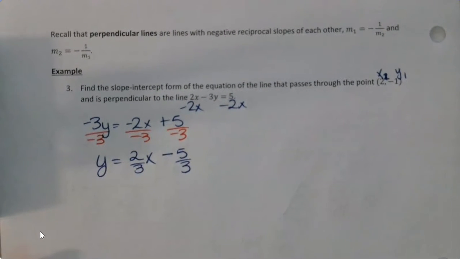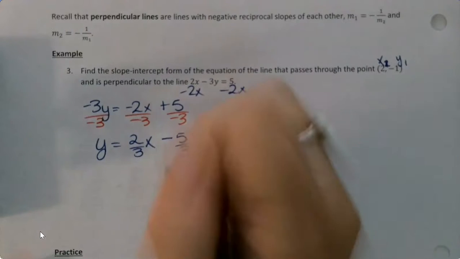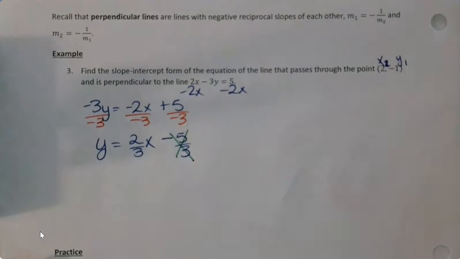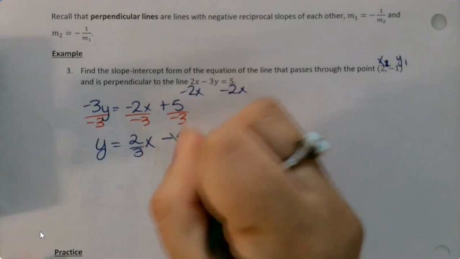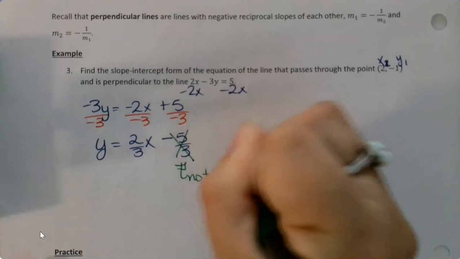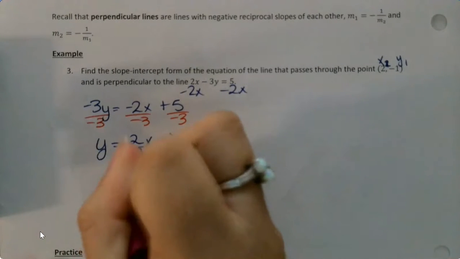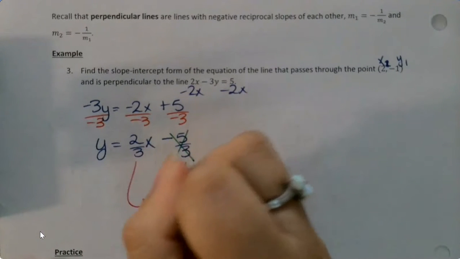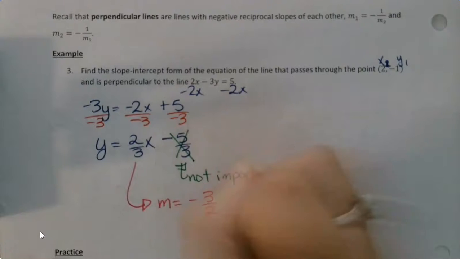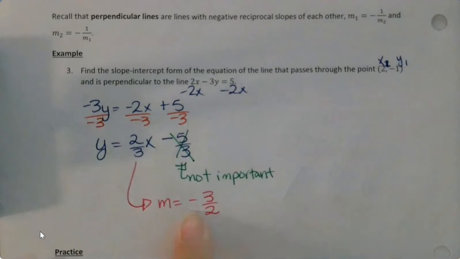So again, my b value is not important. And then I want to find my slope, which remember is opposite reciprocal. So my slope is going to be negative 3/2, because this was positive, so I changed the sign, and then I took that fraction and I flipped it.